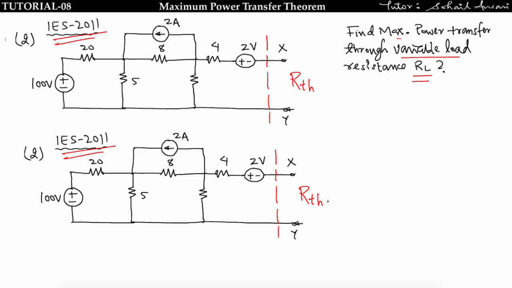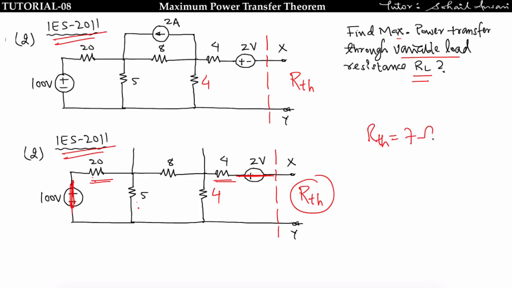Now in order to find the RTH, the current source must be open circuited and the voltage source must be short circuited. So open circuit all the current sources and short circuit all the voltage sources. Means this is short circuited and this is short circuited. So find the equivalent resistance. Equivalent resistance will be given by 20 parallel with 5, you will get 4, 4 in series with 8 you will get 12, 12 parallel with 4, that means you will get equivalent 3, and now this 3 is connected in series with 4, so finally you will get RTH is equal to 7 ohm.